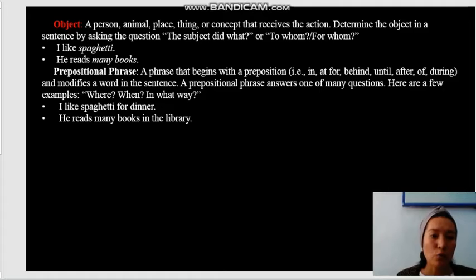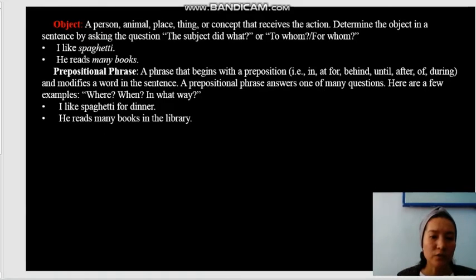Let's talk about the object, a person, animal, place, thing or concept that receives the action. For example, I like spaghetti. What do I like? He reads many books. What does he read?